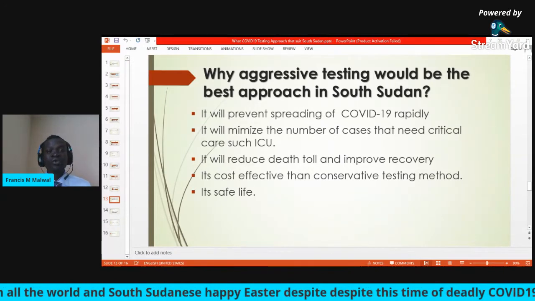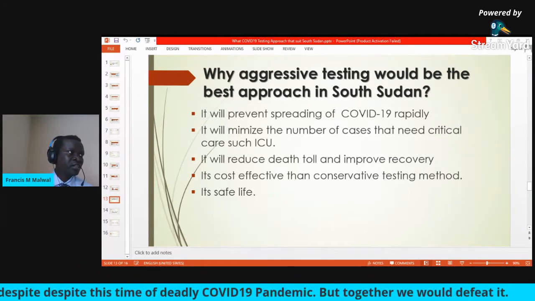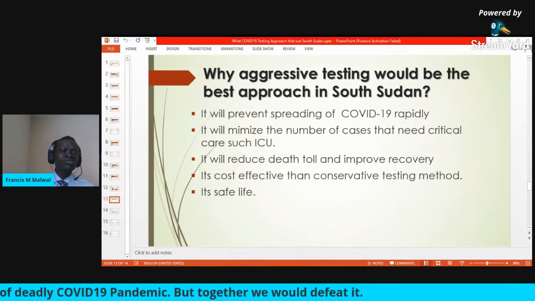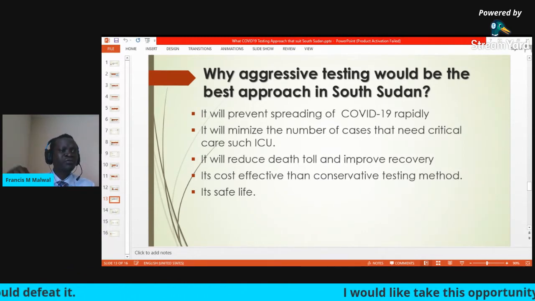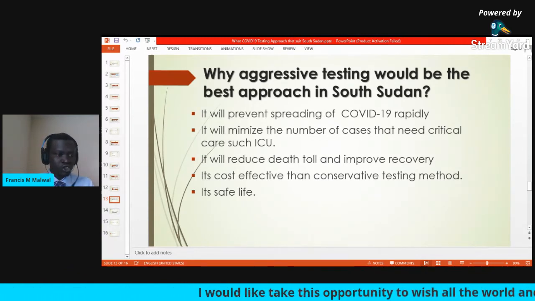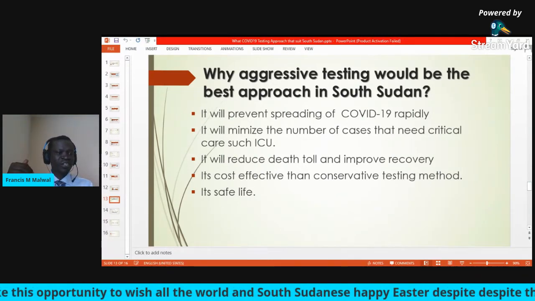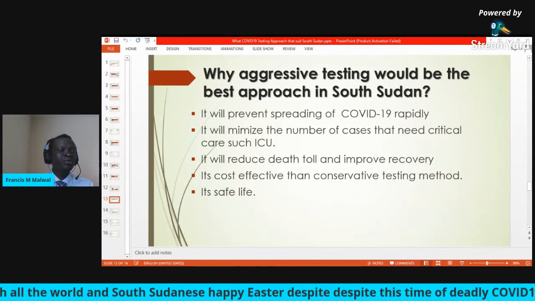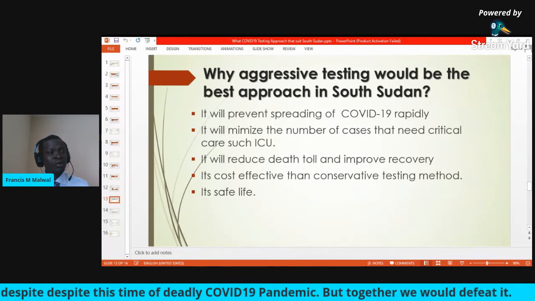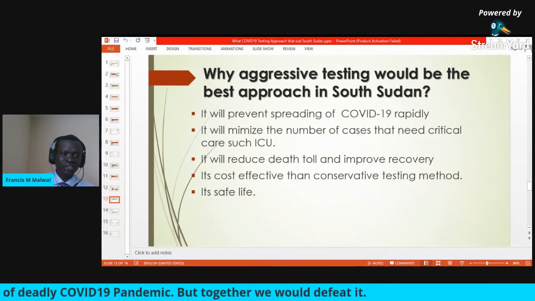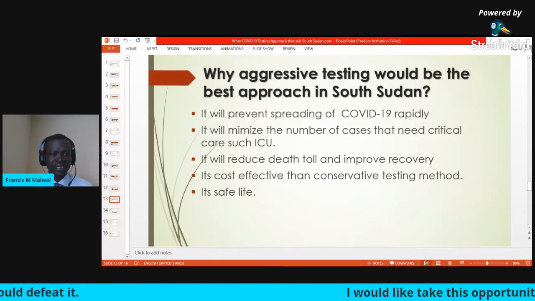It will minimize the number of cases that need critical care, such as ICU. When you treat people from the beginning, when you isolate them, you manage them before their condition deteriorates, before they need ventilators, before they need to be referred to the ICU. This is the main factor here, because most of the people who go to ICU don't make it, only a few do. And we will talk about those statistics.